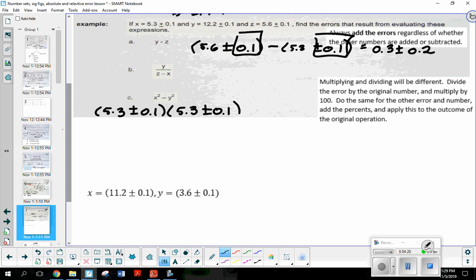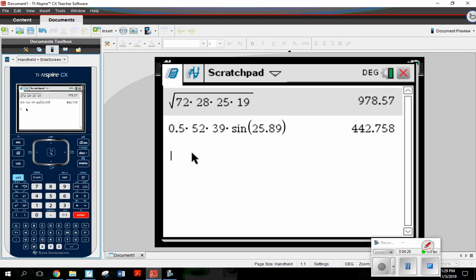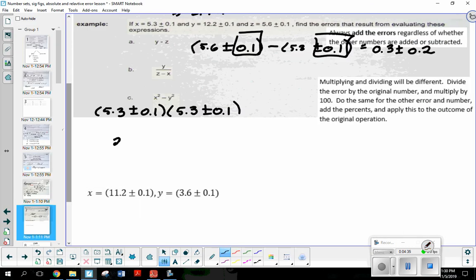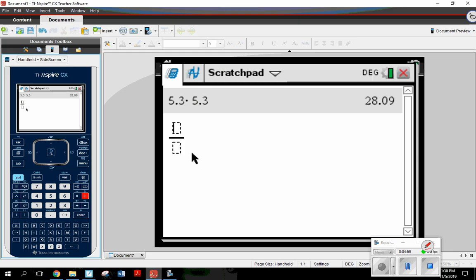Now, the first thing we're going to do is perform the operation with the exact values. So I need 5.3 times 5.3, so I'm getting 28.09. Now for each of the values, what I want to do is find the relative error. I'm going to take the absolute error, that 0.1, and divide it by the exact value that we have, the 5.3. So I'm going to say 0.1 divided by 5.3. Let's see what that would give me.